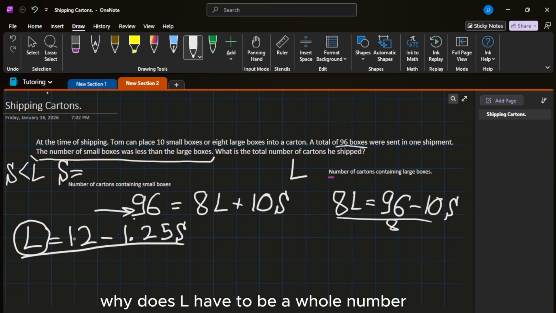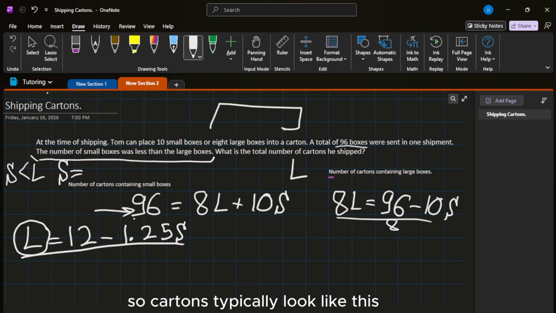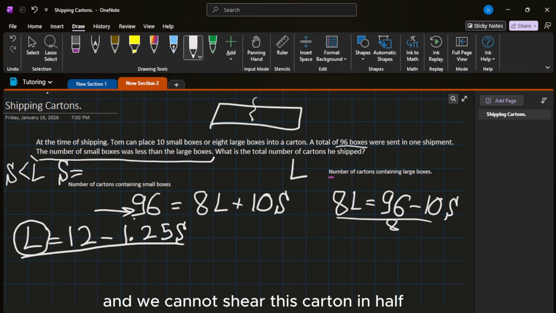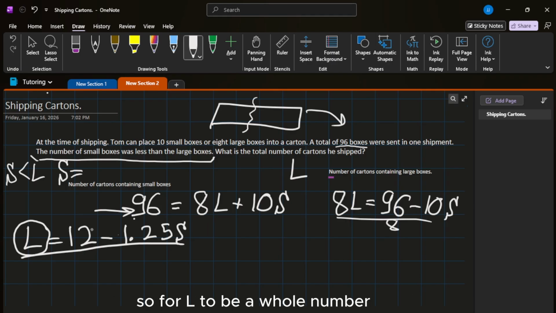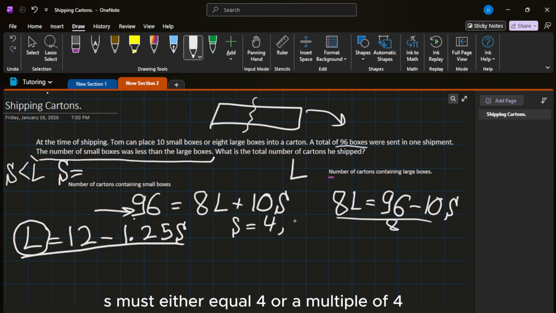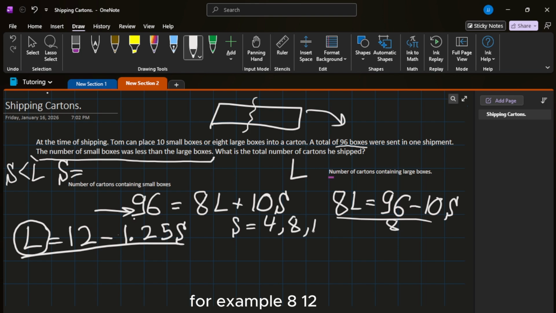Why does L have to be a whole number? Well, we cannot ship a fraction of a carton. So cartons typically look like this, and we cannot shear this carton in half and just ship half of it. The contents would spill out. So for L to be a whole number, S must either equal 4 or a multiple of 4. For example, 8, 12, 16, and so on.